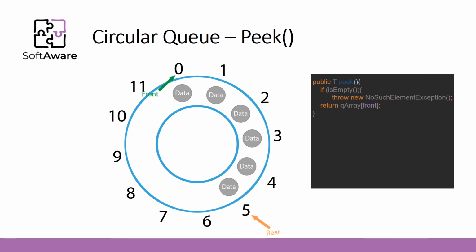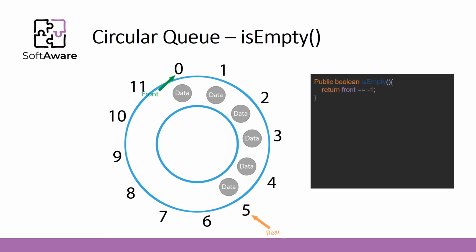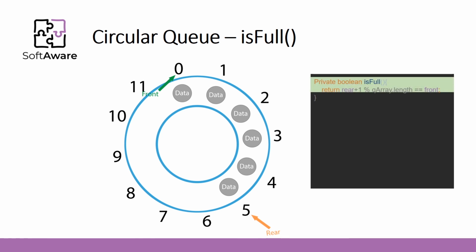Peek method basically takes the front index of QArray and returns it. IsEmpty returns true if front is equal to -1. In this case, it doesn't, so we skip the boolean function. IsFull method checks if rear plus 1 divided by QArray's length remainder is equal to front. In this case, it doesn't, so we skip the boolean function.